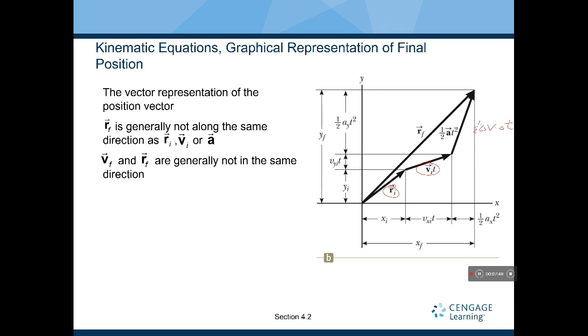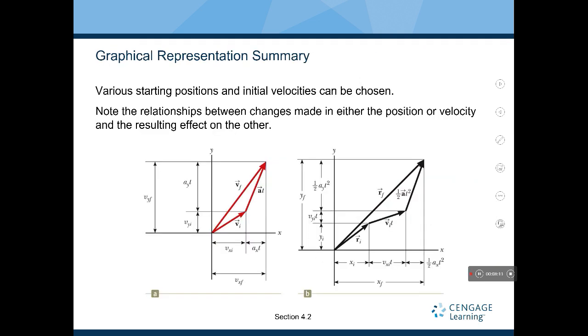Questions, concerns? Okay, so all of those are position vectors. Initial position, change in position due to initial velocity, and change in position due to acceleration. If there were no acceleration, this would not be here. If there was no initial velocity, you'd have just those two right there. Various starting positions and initial velocities can be chosen. Note the relationship between changes made in either position or velocity and the resulting effect on each other. So in other words, just note what the initial velocity is here, and what effect they have on the others. Same thing with the acceleration.